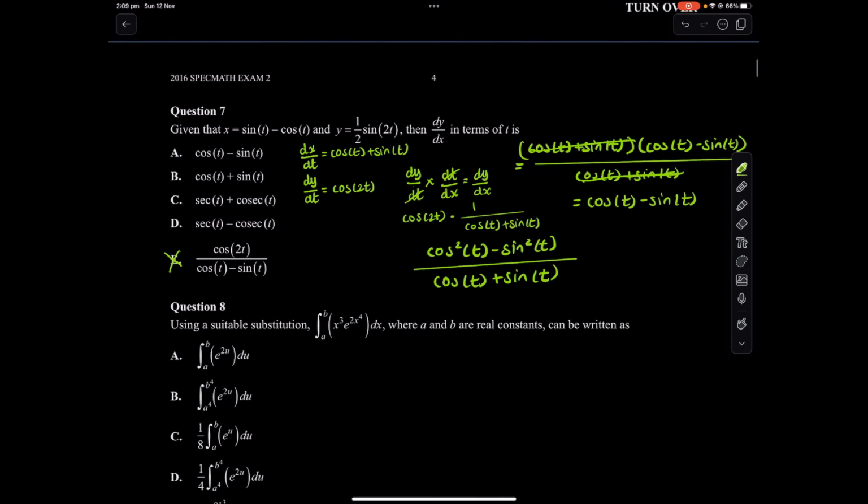So which one looks like that? Cos t minus sine t? A looks like your answer.